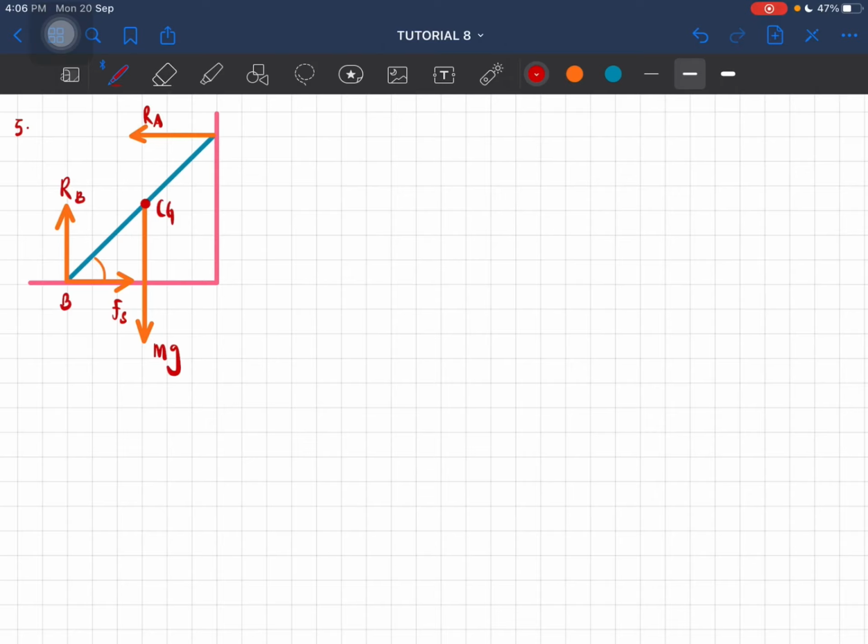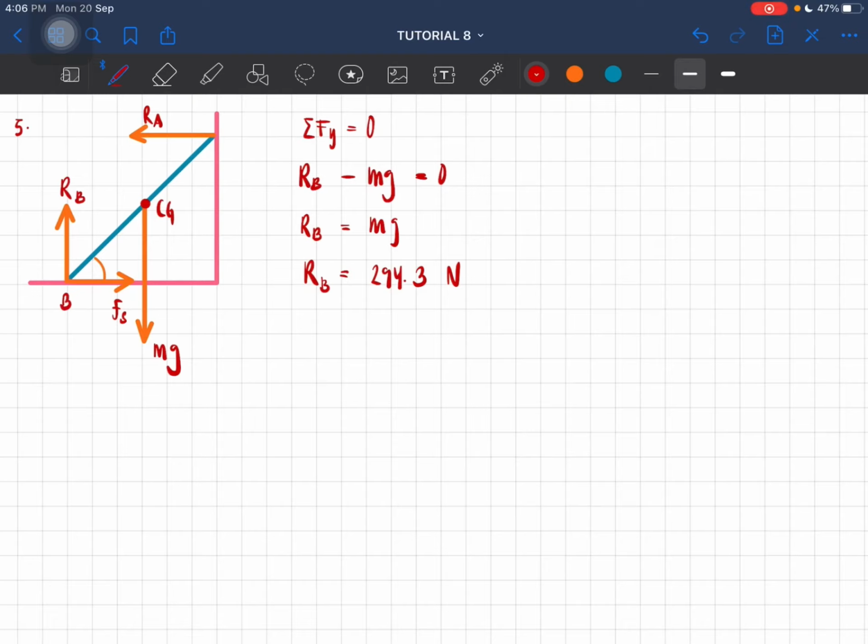Now we can then calculate the reaction force at point B dulu. Okay, so at point B we can calculate this by using the vertical component. So total force at Y is equal to 0. So we have RB minus mg equal to 0, which give us the reaction force at point B to be equal to 294.3 Newton. Okay, lepas tu we have to find the reaction force at point A pula.